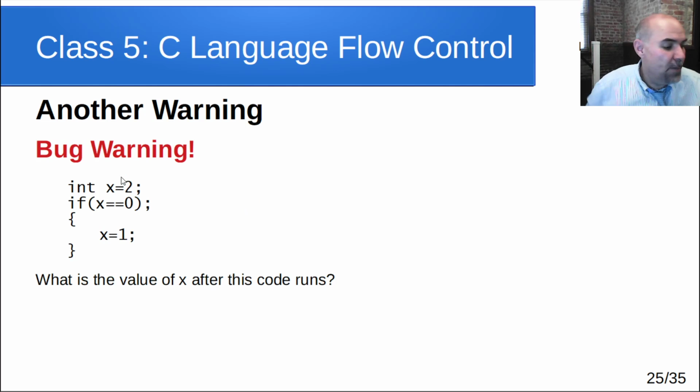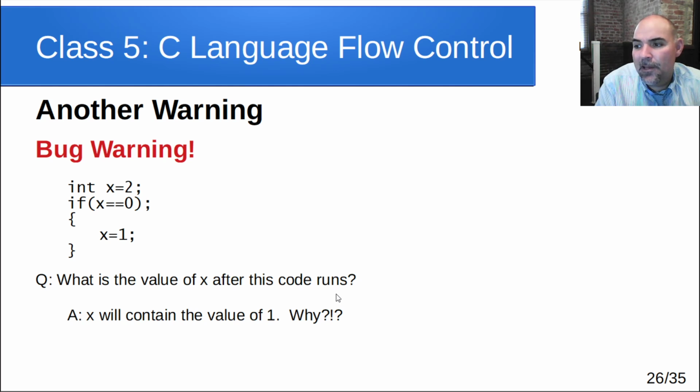Okay, another quick bug warning here. Here's some code. int x equals 2, so we're creating a variable x, assigning it the value of 2, and now we're saying if x equals 0, and I use the double equals, so that's not the problem here. And then I say set x equal to 1. So the question is, what is the value of x after that code runs? Your initial thought might be, well, x was 2, it's not 0, so it's going to skip over this, so it should still be 2. But it turns out when we run this code, x will contain a value of 1.